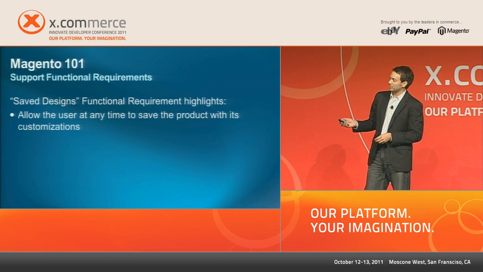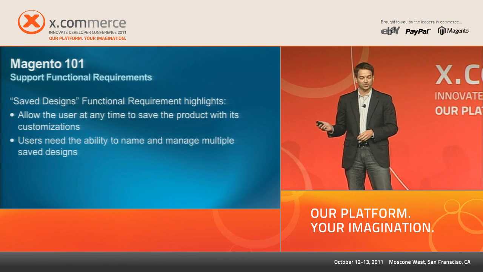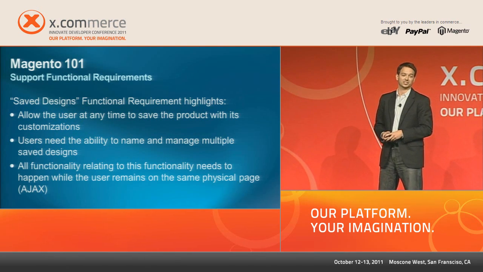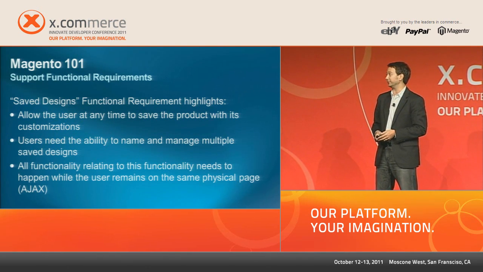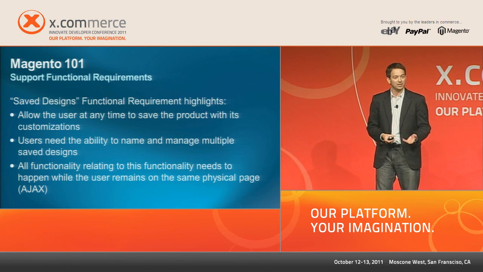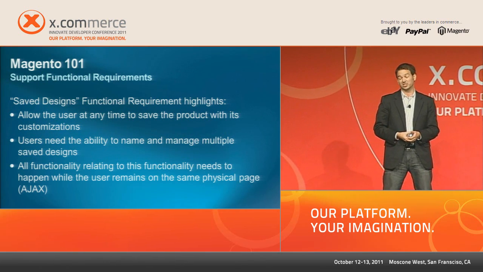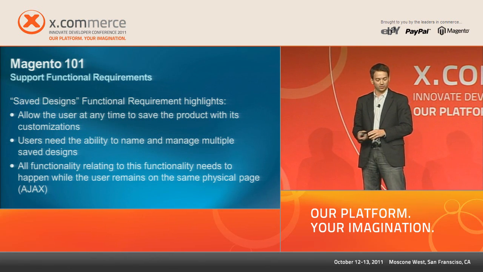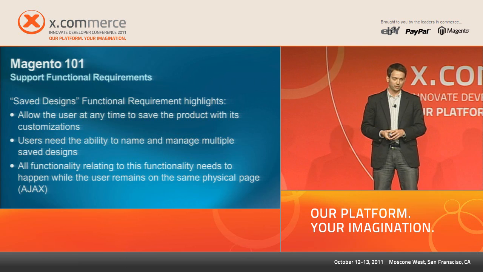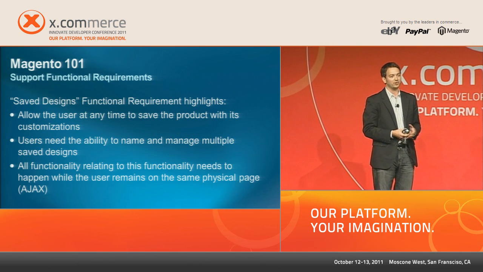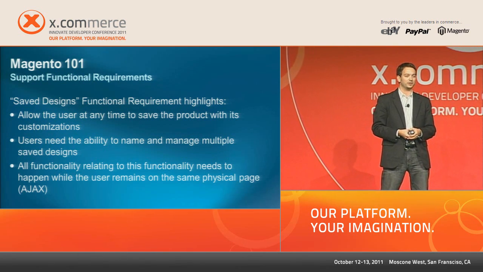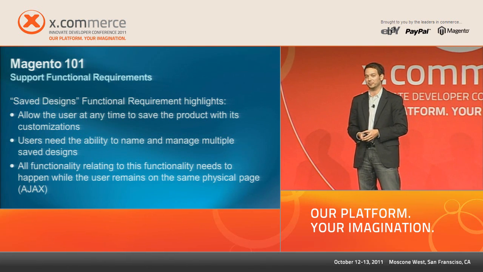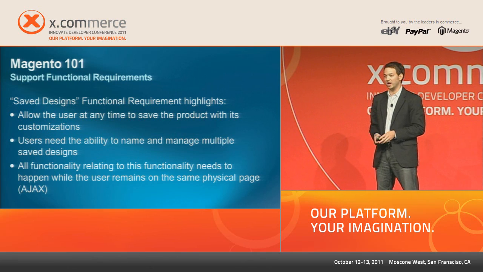So these are some of the bullet points of the specific features that we had to develop. Again, allowing the user at any time to save that customization so that they can refer back to it later. Users need the ability to name the specific designs and allow for multiple of them. And the core one at the end there, from a usability standpoint, is that they did not want the user to have to leave the page they're on in order to do all this. Everything has to happen on the page. And so we use a lot of Ajax to accomplish this.